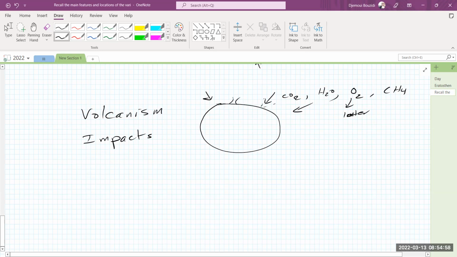Now, the other process is also volcanism. When volcanoes erupt, they release a lot of these gases that are trapped in the rocks.